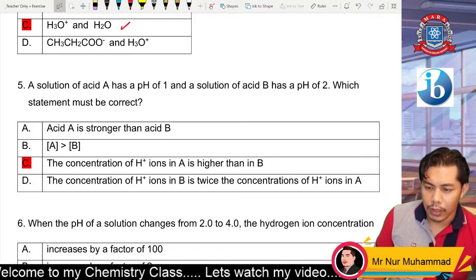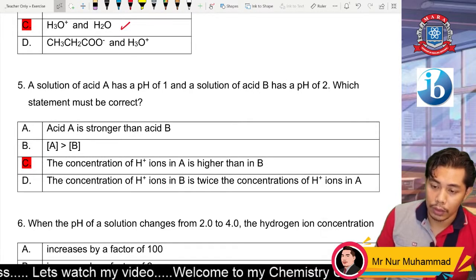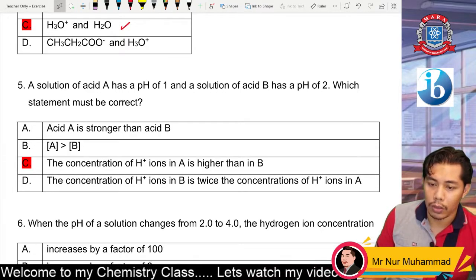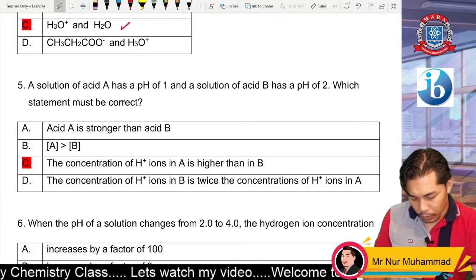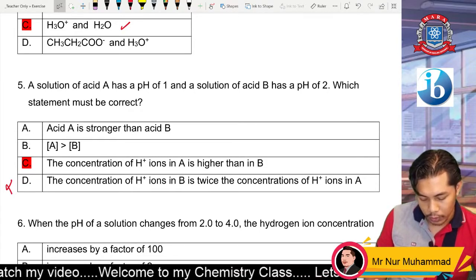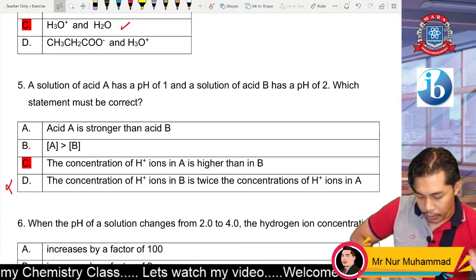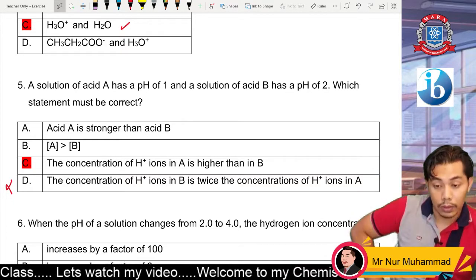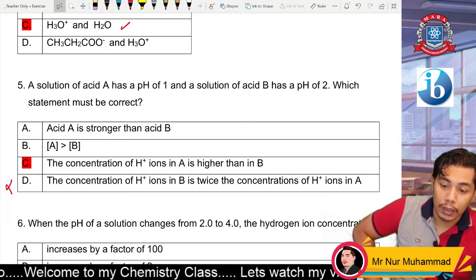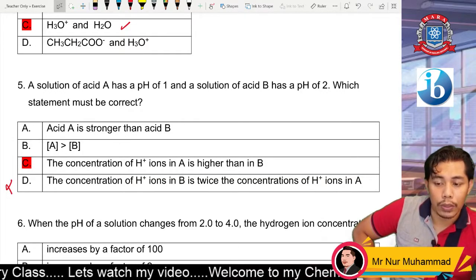Next, C: the concentration of hydrogen ions in A is higher than in B. And D: the concentration of hydrogen ions in B is twice the concentration of hydrogen ions in A. D is wrong, because if the concentration of hydrogen ions in B were twice that of A, B would have a lower pH value compared to A. Now among A, B, and C, which one is the most correct answer? The most correct answer is that the concentration of hydrogen ions in A is higher than in B. Remember that the concentration of hydrogen ions affects the pH value.